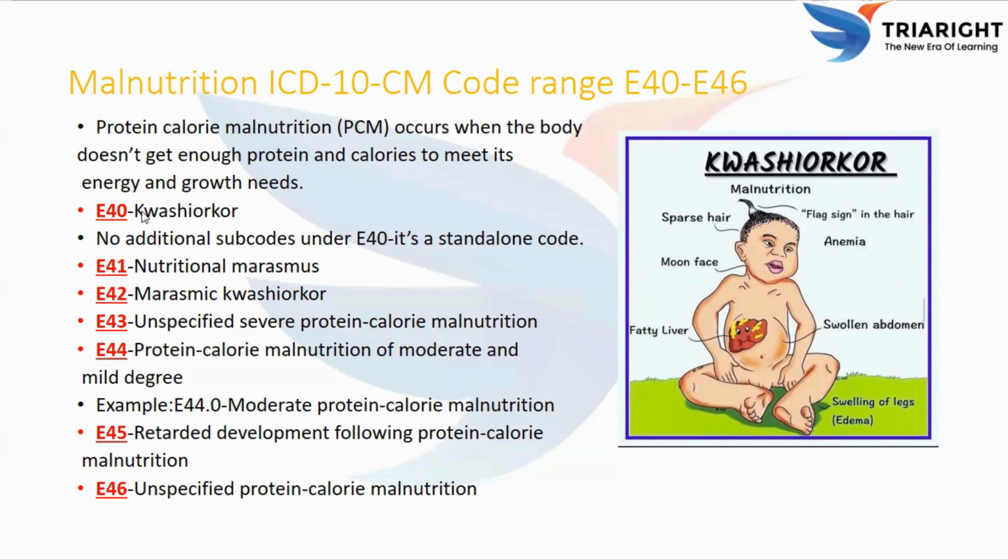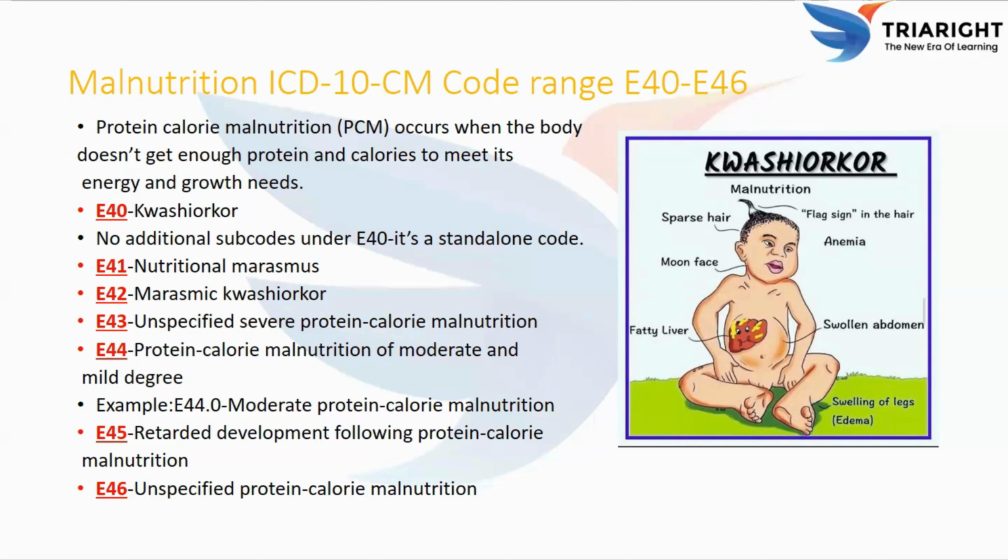So E40 code is for kwashiorkor. So what is kwashiorkor? Severe protein deficiency while calorie intake may be normal. This is common in young children after weaning. So whenever kwashiorkor is diagnosed, just give an E40 code. E40 is a standalone code. There are no additional subcodes under this category. So next, coming to E41.